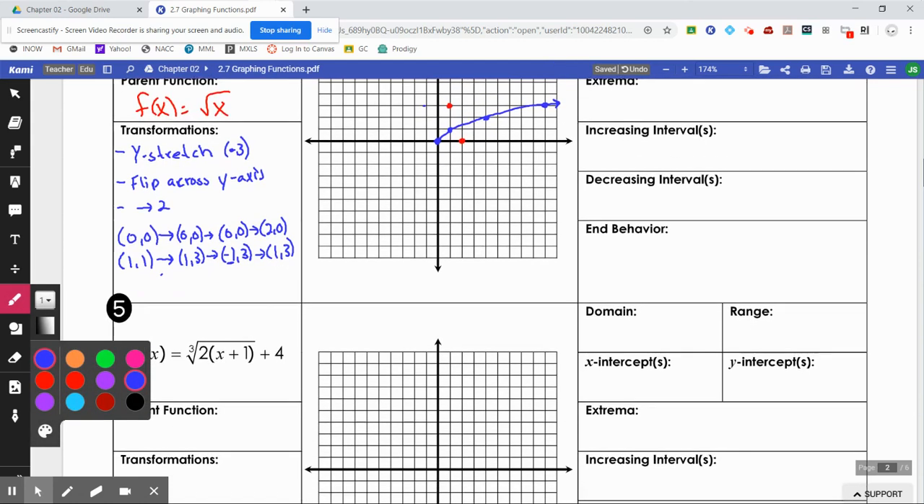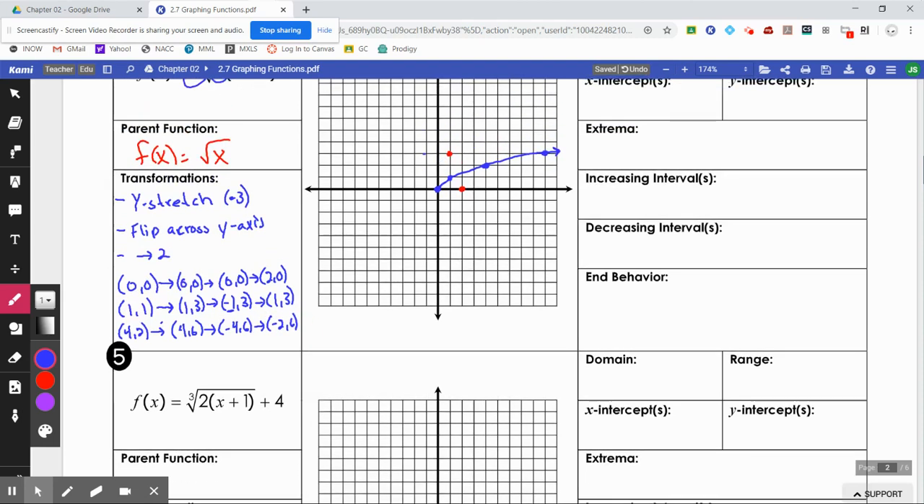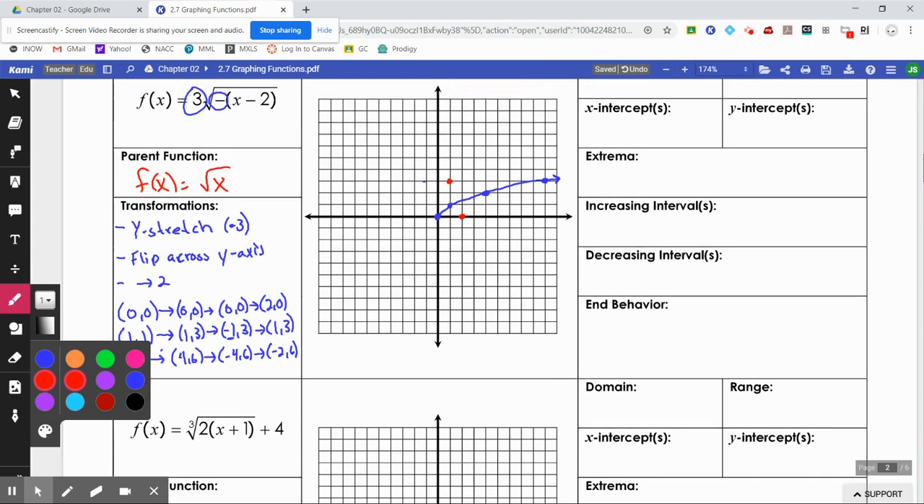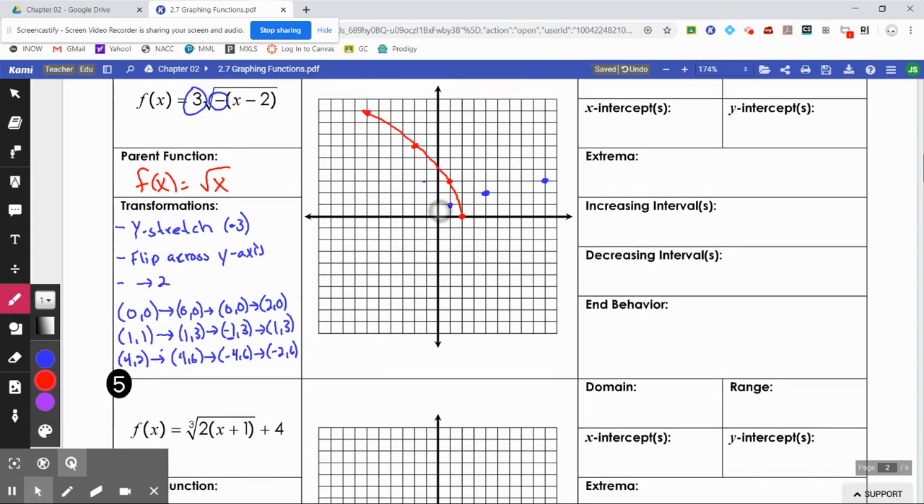Let's do one more point, should be plenty. This is 4, 2. So let's perform the 3. Let's stretch the y times 3. That'd be now at 4, 6. Flip that across the y-axis. That's going to be negative 4, 6. And then move it to the right 2 is going to be at negative 2, 6. So let's plot that point. And there it is plotted.